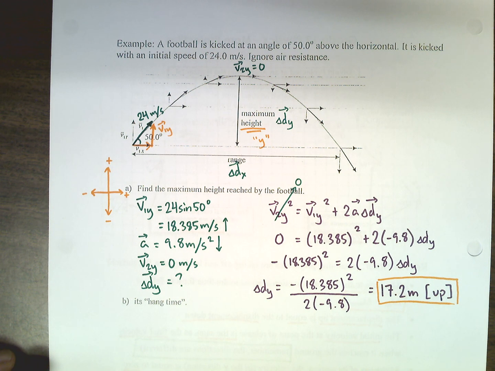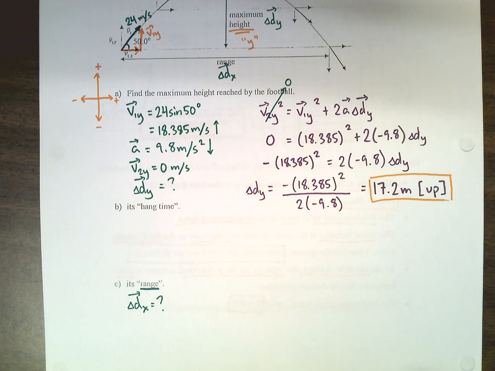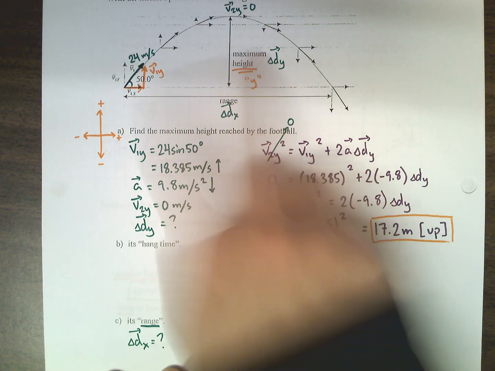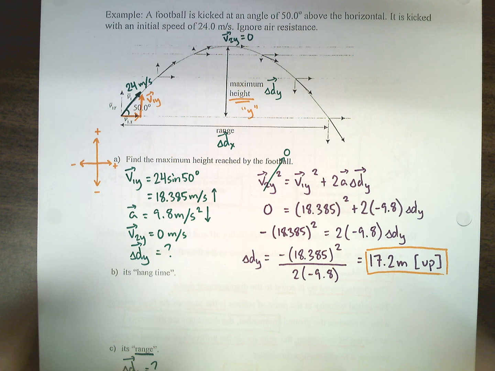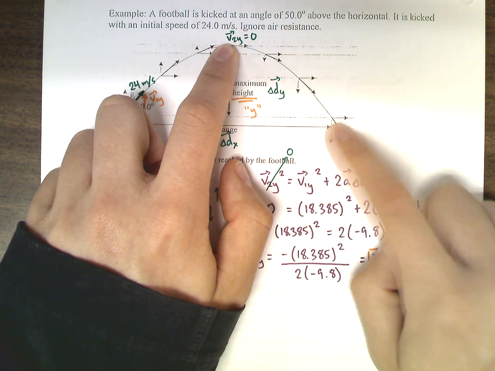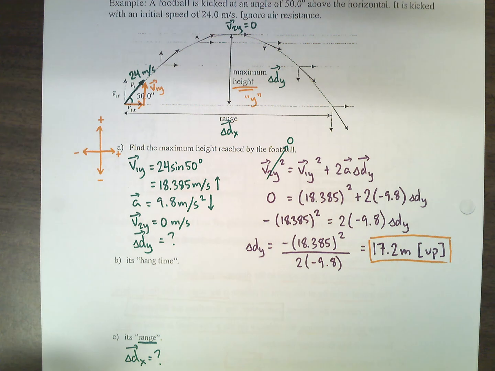There's our final answer. Now, if I'm trying to find its hang time, basically hang time is the total time it takes for it to go up and then all the way back down. So the key to doing this one is remembering from our last page that it said the time that it takes for it to reach its peak is the same as the time that it takes for it to fall back down to where it was initially released from.